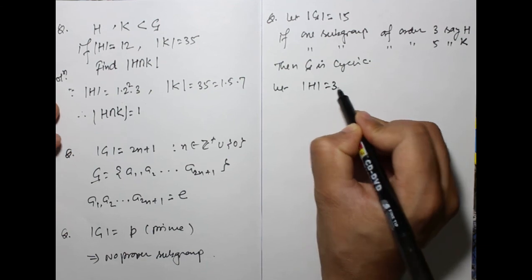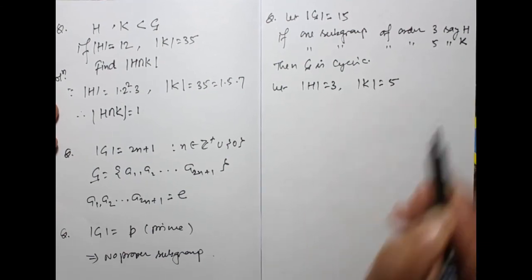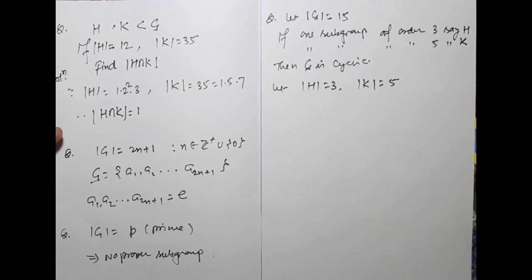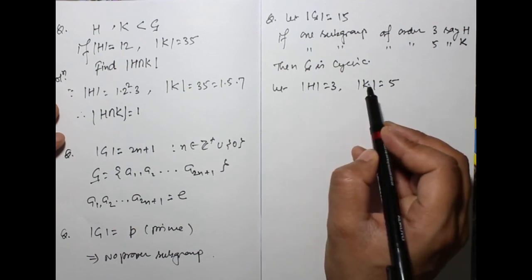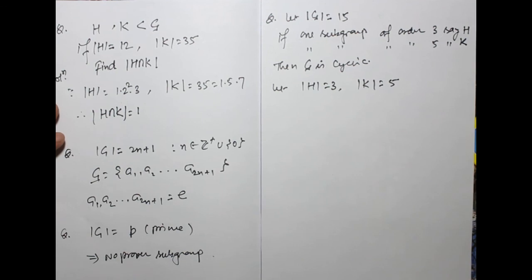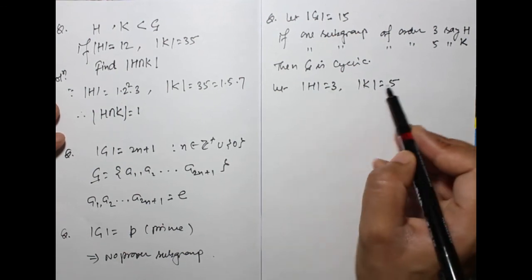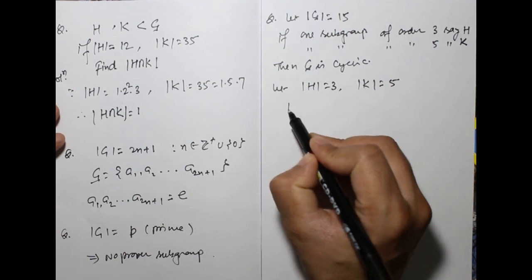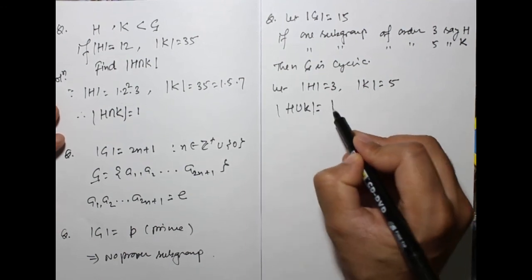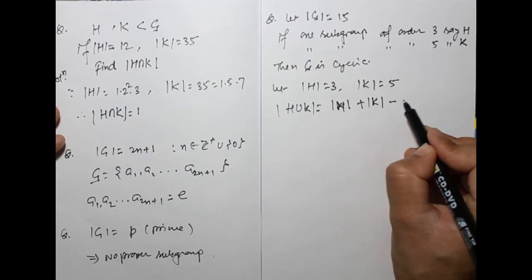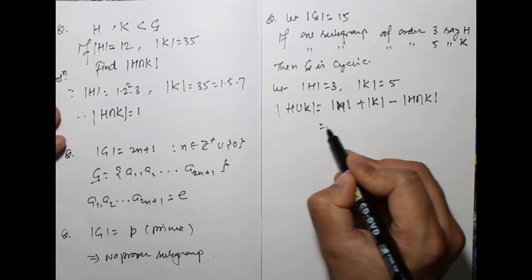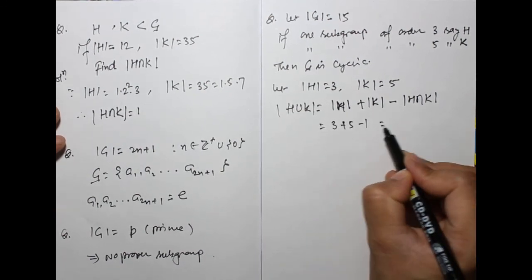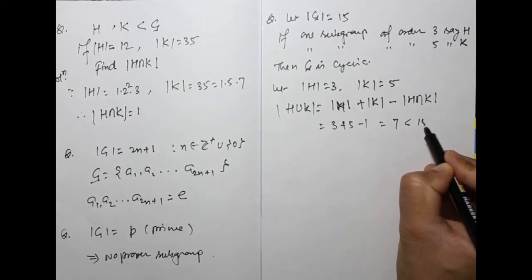Let the order of H equal 3 and the order of K equal 5. H and K are distinct because H has elements of order 3 and K has elements of order 5, and both contain the identity. So the cardinality of H union K equals the cardinality of H plus the cardinality of K minus the cardinality of H intersection K. This is 3 plus 5 minus 1, which is 7, less than 15.